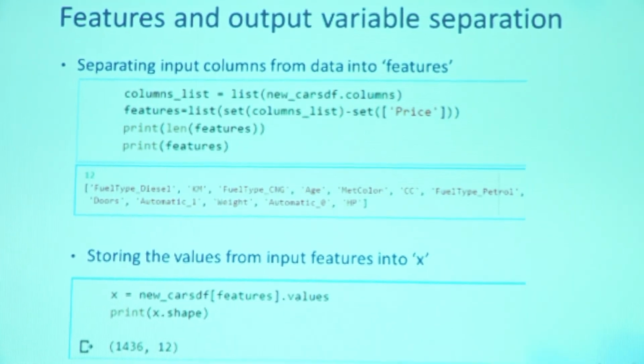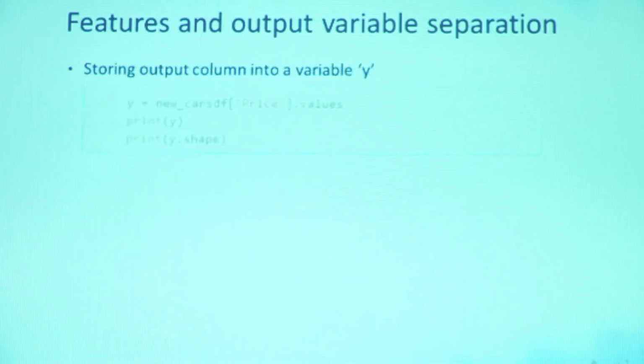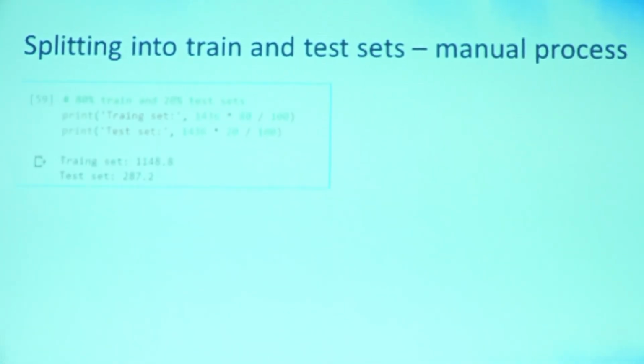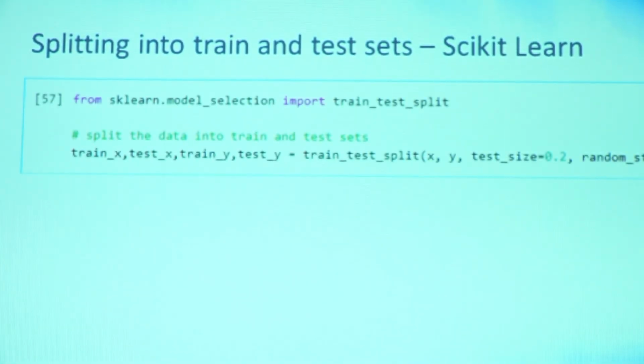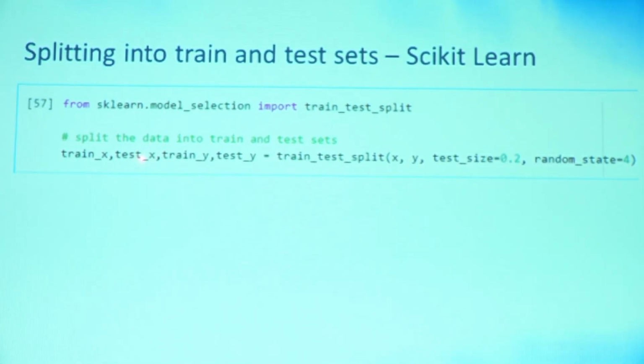Target variable is always Y. Input variables, they are all X. So that's what I am doing. I created a variable Y with price. Once I am done with that, I am free to go for splitting. There is a manual process, or else go directly to scikit-learn. Use train X, test X, train Y, test Y, split into 4 categories using the method called train test split.